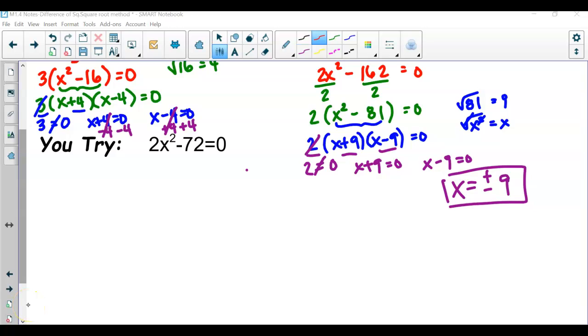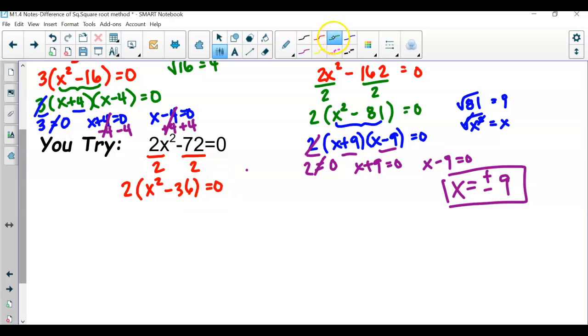Now let's take a look at that You Try. Is our quadratic equal to 0? Yes. Do we have a GCF, a common factor? Yes. You can divide both of these, sorry guys, you can divide both of these by 2. So now I've got 2 times x squared minus 36 is equal to 0.